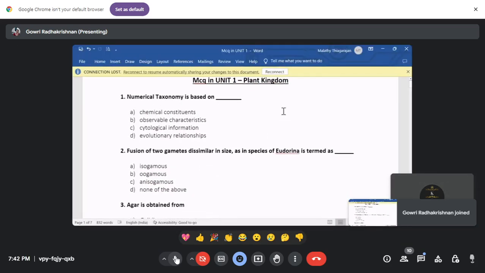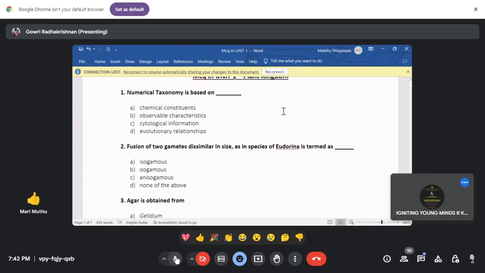Yes, ma'am. Numerical taxonomy is based on observable characteristics. Whatever you are able to observe, based on that numerical taxonomy is done.